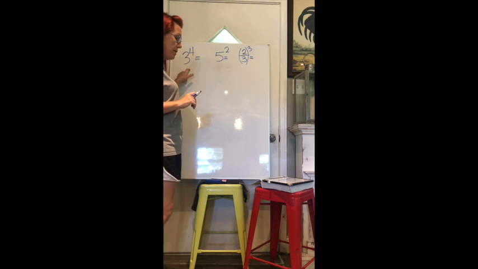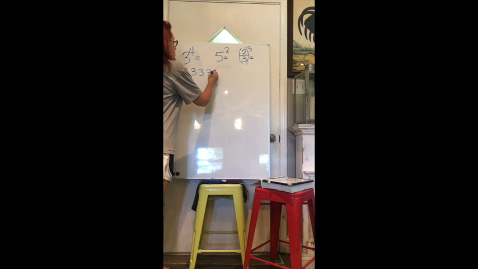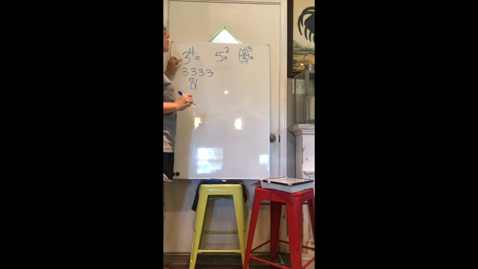solve them. So if we remember, this means that we are multiplying 3 by the exponent, by 4 times, okay? So we're going to say 3 times 3 times 3 times 3, okay? And then we're just going to evaluate that. So we know that 3 times 3 equals 9, and 9 times 3 equals 27, and then 27 times 3 equals 81. So 3 to the 4th power is 81.